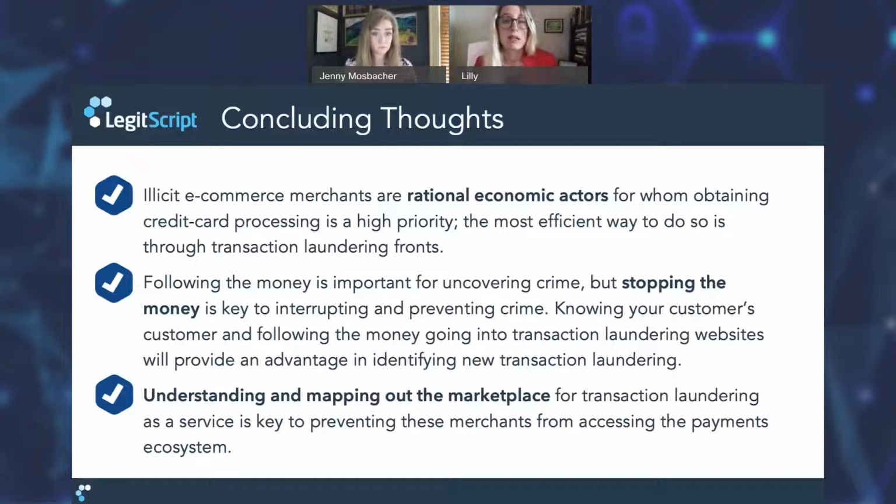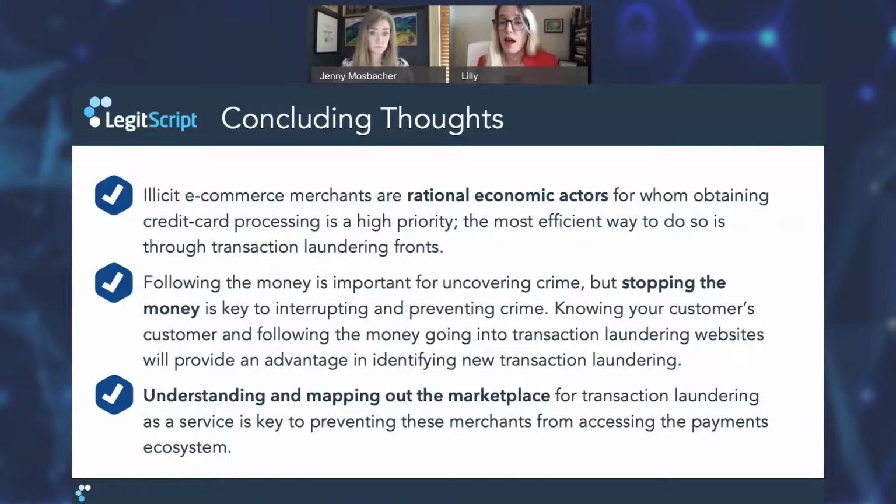Following the money and stopping the money are both important in preventing transaction laundering. What we've focused on here today is really the actors themselves, not their customers. But if you're in the position of having access to transaction data, there's a whole other angle to this, which is knowing your customer's customer. Who are the people who are making transactions on these websites? Once we've identified that a website's engaged in transaction laundering, we suddenly will become very interested in the people who are making purchases on these websites. Those are going to be people that we want to follow too, in order to really understand the ecosystem of who is trying to get into this system and where they're showing up.